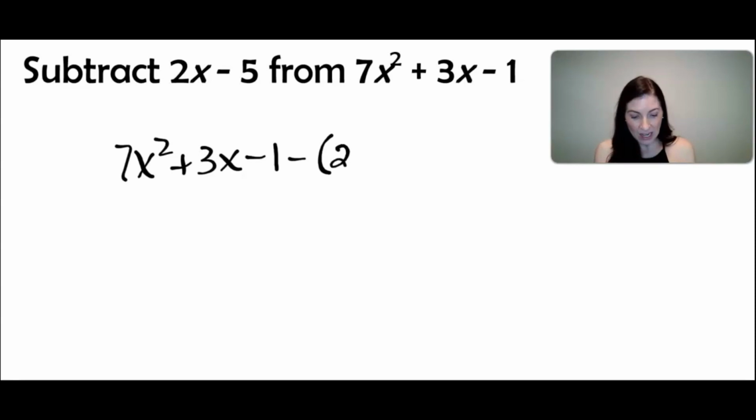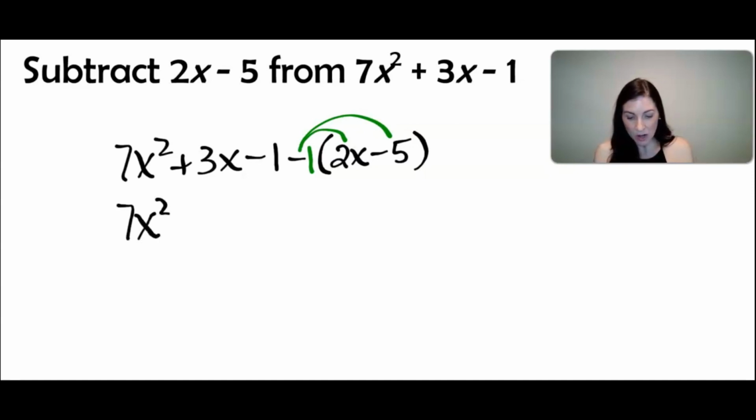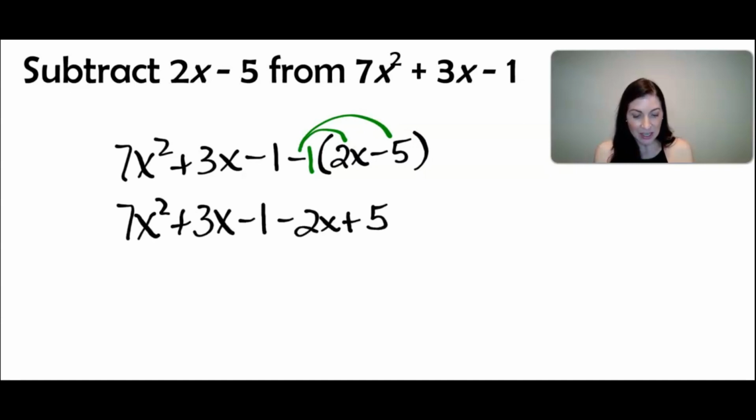Minus the quantity 2x minus 5. As soon as I see that, it reminds me I need to distribute the negative inside the parentheses. I need to multiply the -1. You can kind of think about that being a -1 inside to both of those terms. So what I'm really doing is combining 7x squared plus 3x minus 1 minus 2x and plus 5.